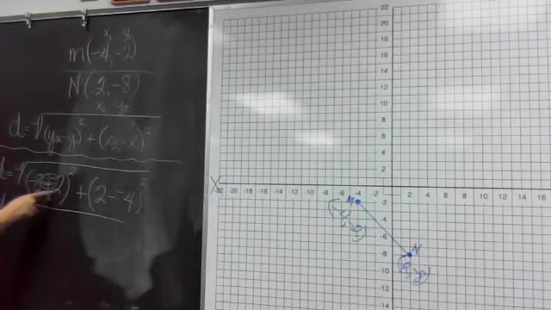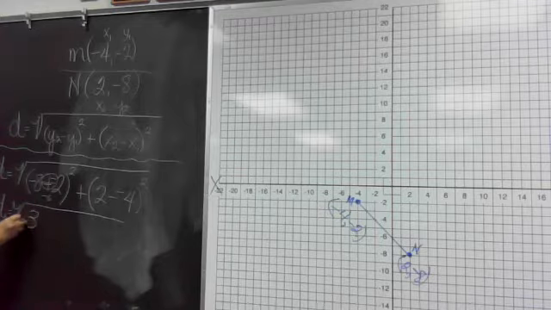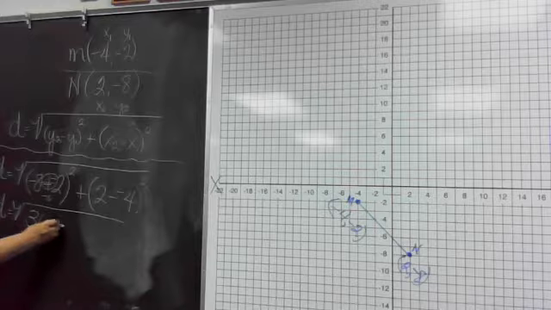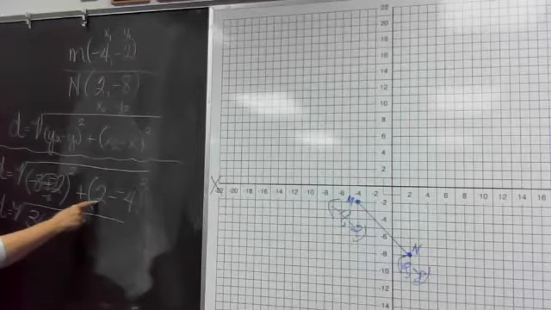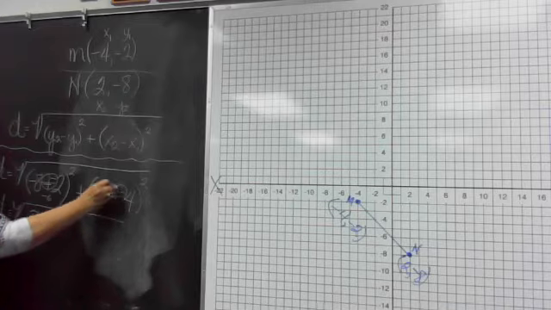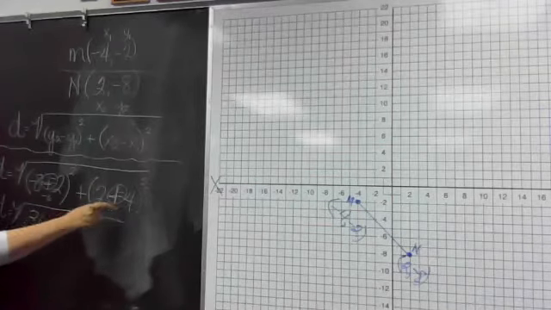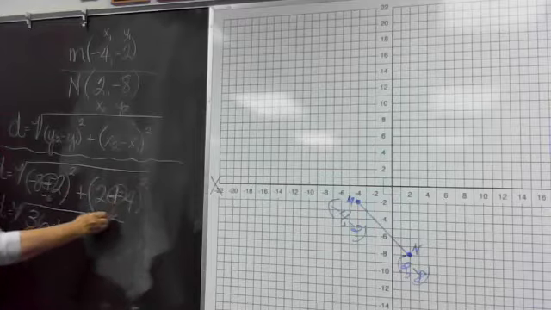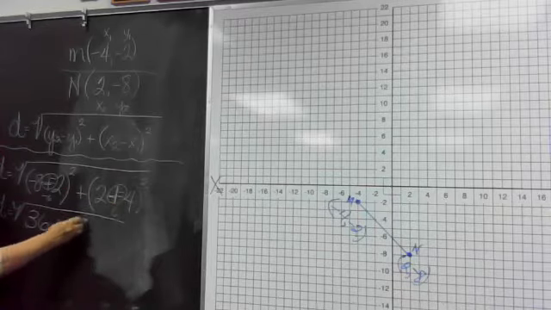And I want to square a -6. So I'm going to have a positive 36. Remember, anything squared will be a positive answer. Again, I have two negatives together, which make a positive. So this is 2 plus 4 is 6 squared is 36 also.